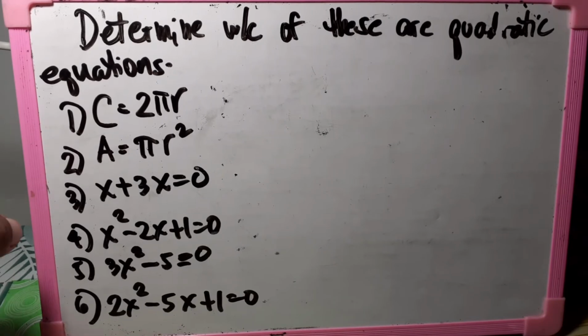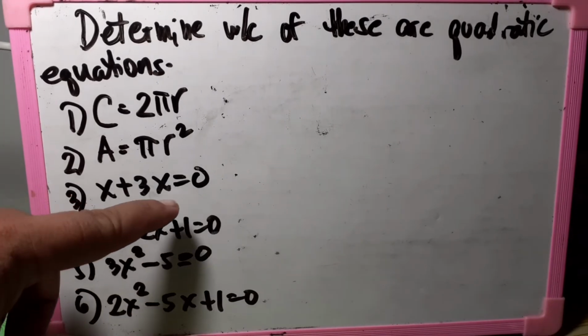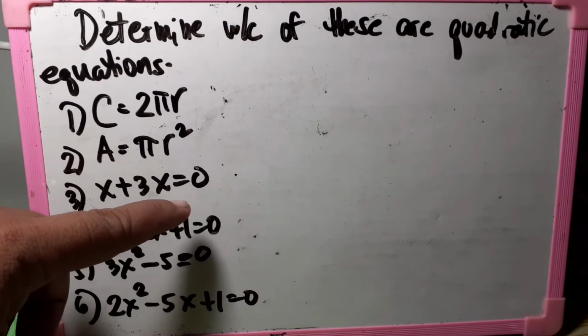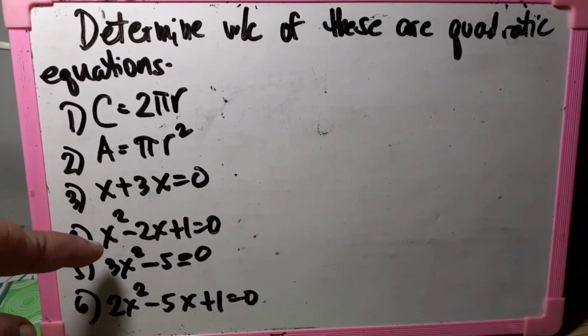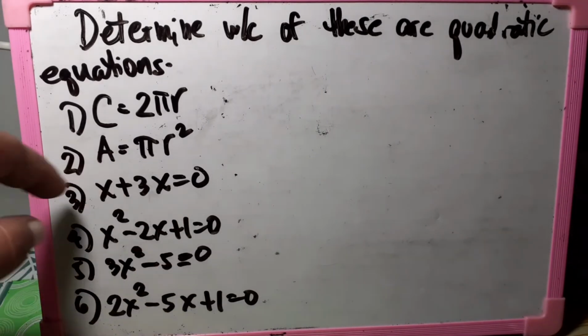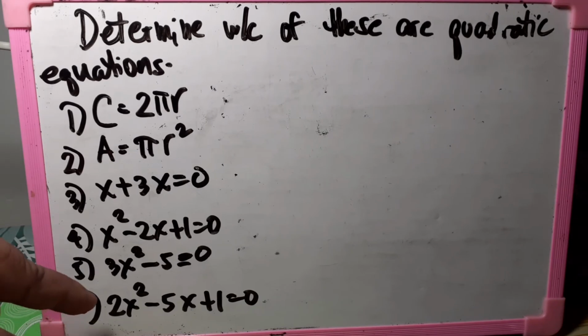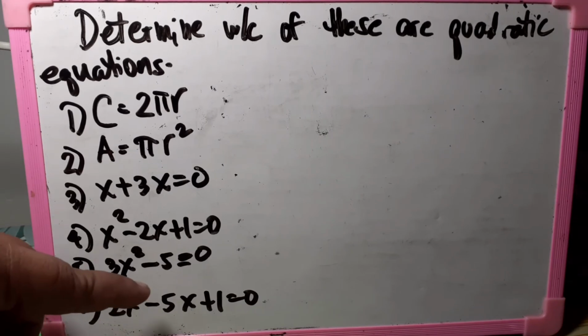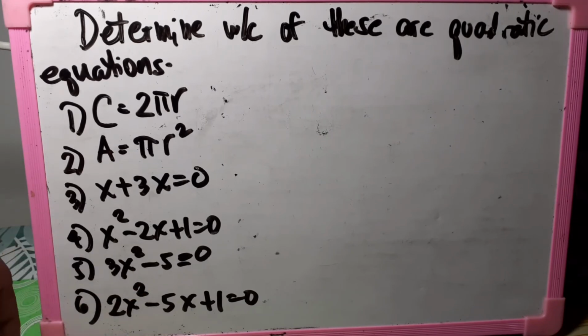Number three, x plus 3x equals 0. Number four, x squared minus 2x plus 1 equals 0. Number five, 3x squared minus 5 equals 0. And the last one, 2x squared minus 5x plus 1 equals 0. Try to determine which of these are quadratic equations.